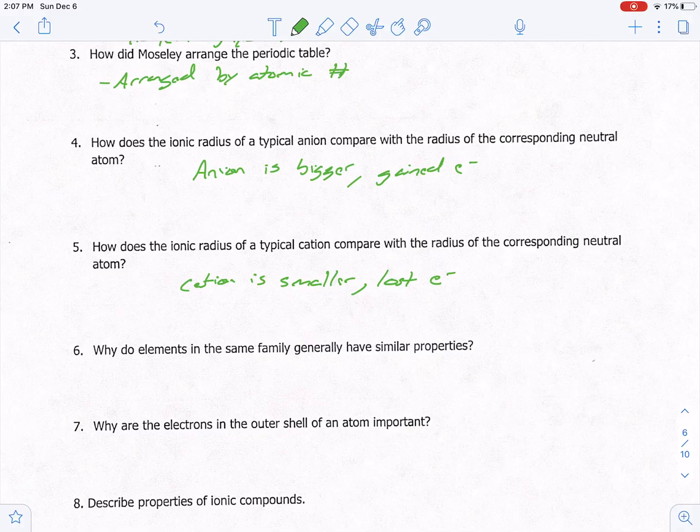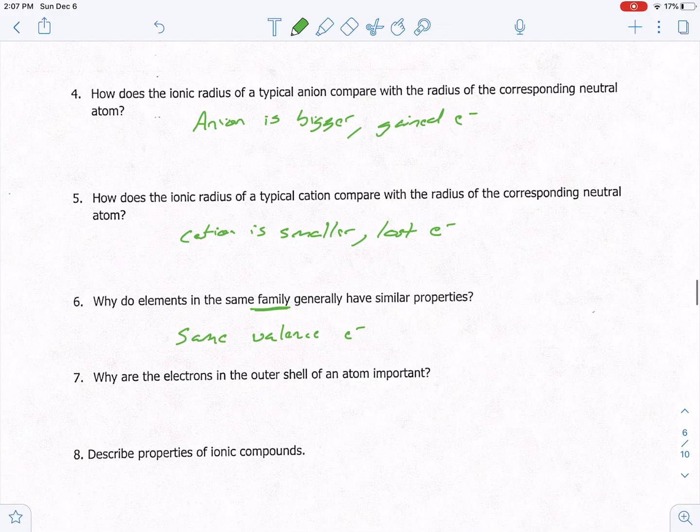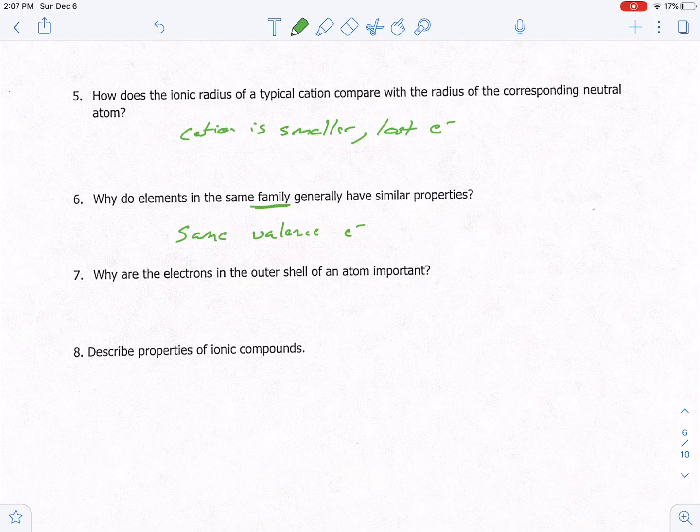Why do elements in the same family, and family basically just means group, generally have the same properties? Like we were talking about earlier, if you have the same valence electrons, you have the same kind of characteristics. Number 7: why are electrons in the outer shell of an atom important? Those are our valence electrons, so those really help determine bonds with other atoms.